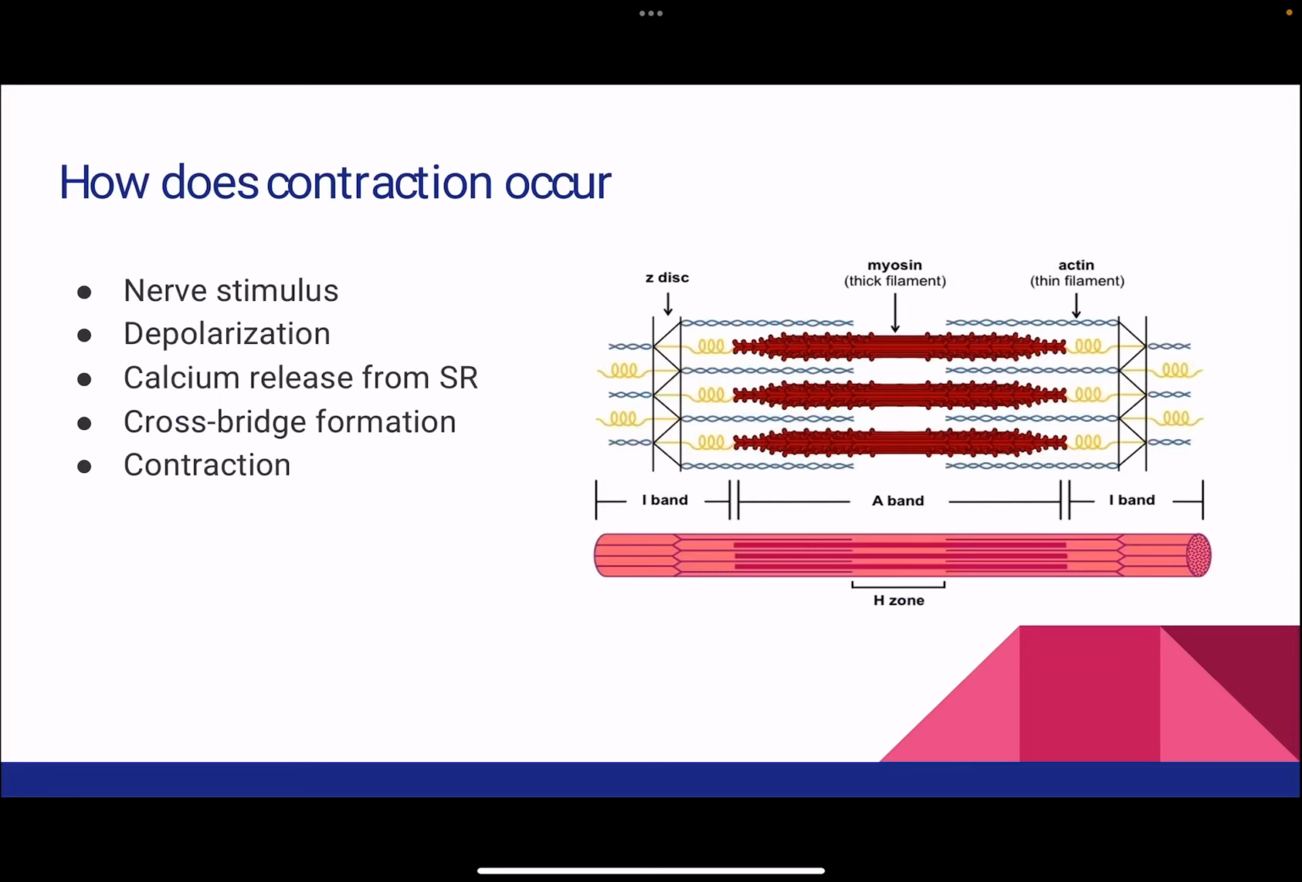Calcium will bind to troponin C, causing a conformational change so the actin binding sites are open. Myosin heads will attach to these binding sites and perform a power stroke, pulling the Z lines, or the ends of the sarcomeres, together, creating a muscle contraction.